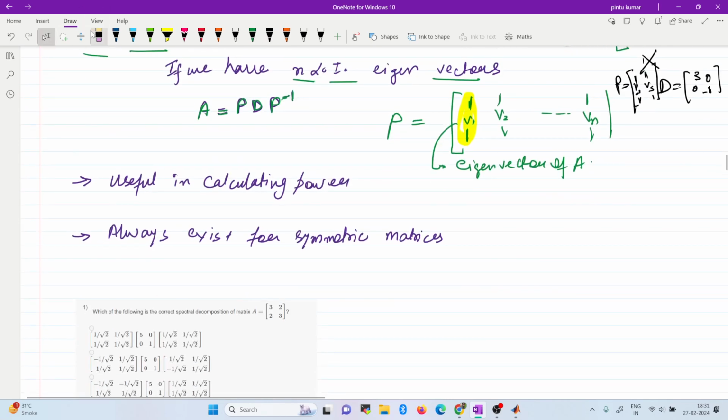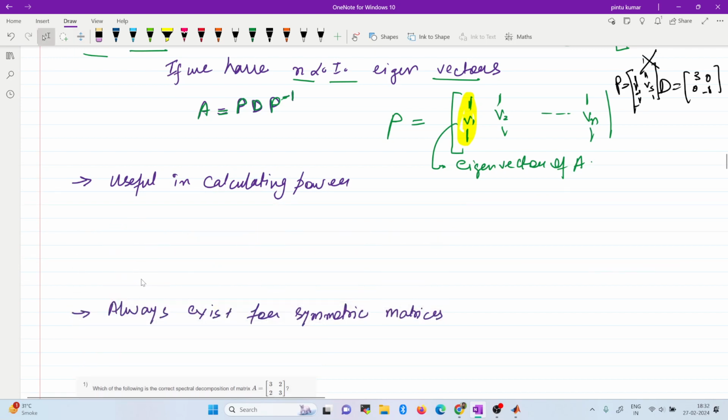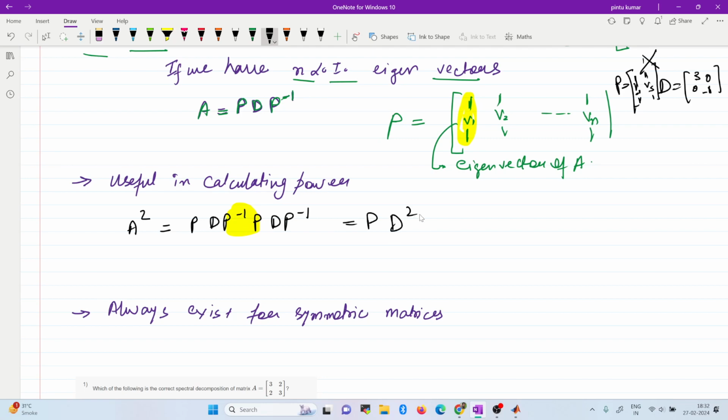One very small thing is that this kind of calculation is very useful in calculating the powers of a matrix, which can occur in many different applications. So let's say you want to find A to the power 50. Let's just begin with a square. A square is P D P inverse, P D P inverse. So this P inverse P becomes identity, and you are left with P D square P inverse.